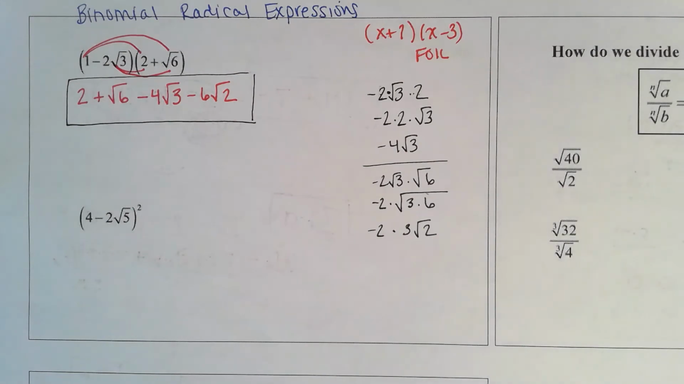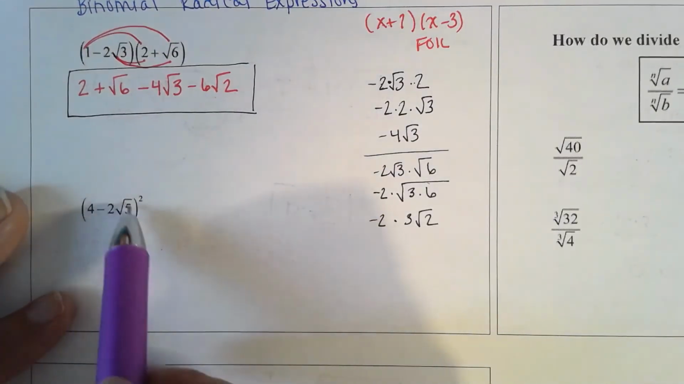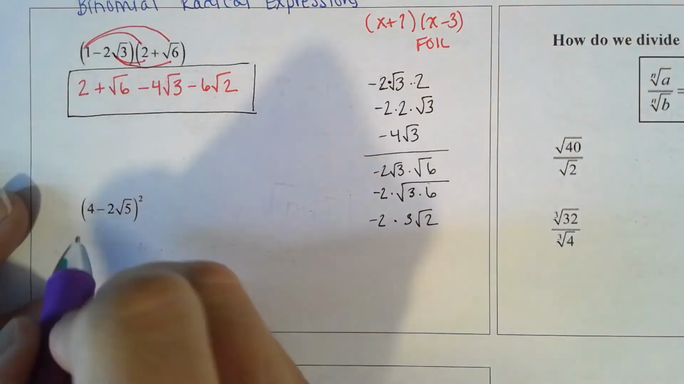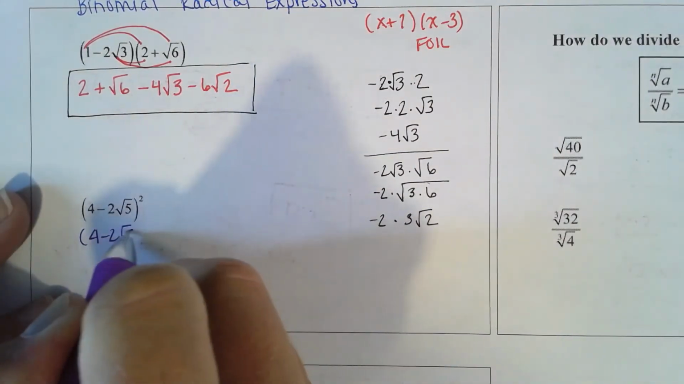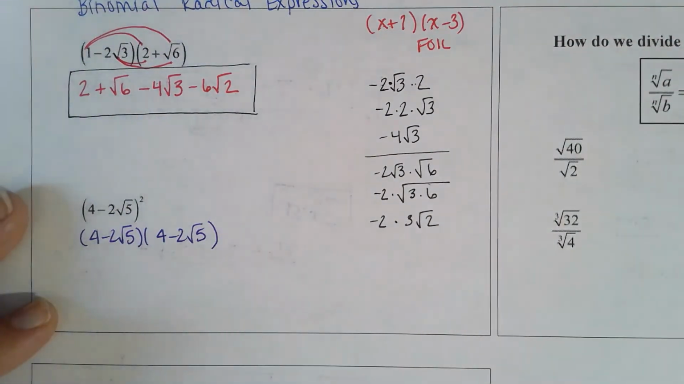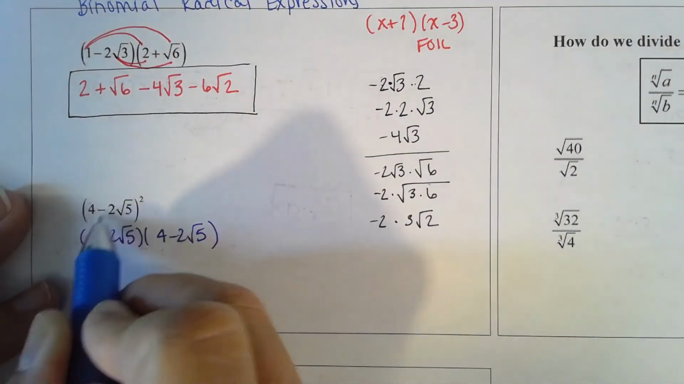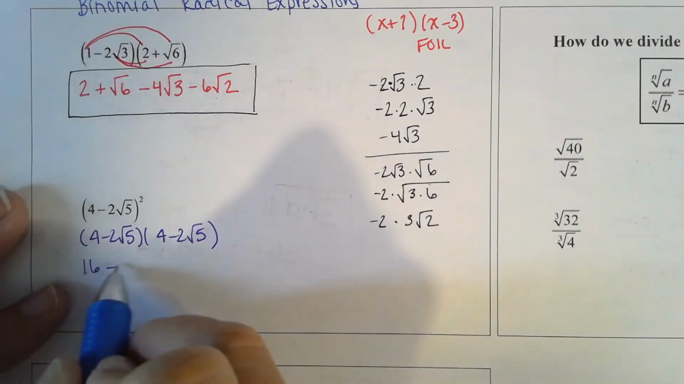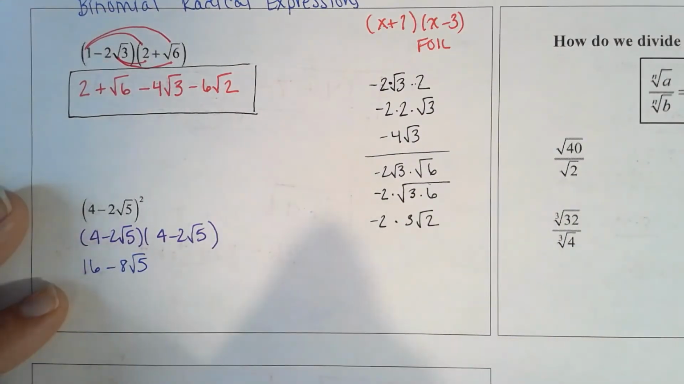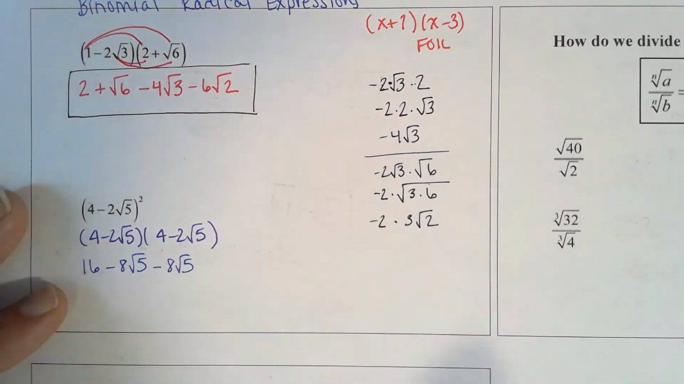Let's take a look at this next one. I have 4 minus 2 radical 5, quantity squared. Remember, if we're squaring something, that means you're going to multiply it by itself. And now this problem is like the one we just did, just different numbers. So let's FOIL. 4 times 4 is 16. 4 times -2 radical 5 is -8 radical 5. Do the insides, we get the exact same thing. We'll combine those in a minute.